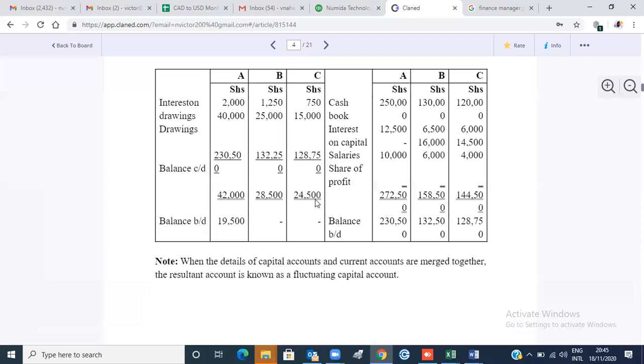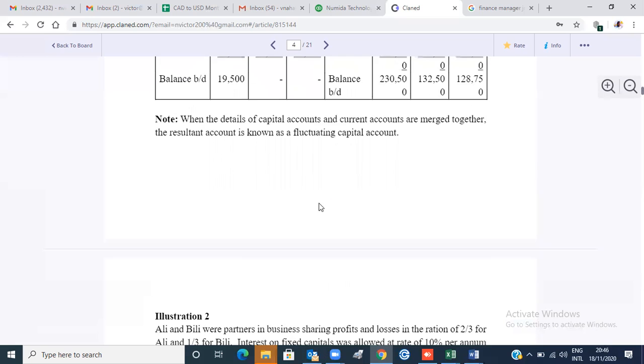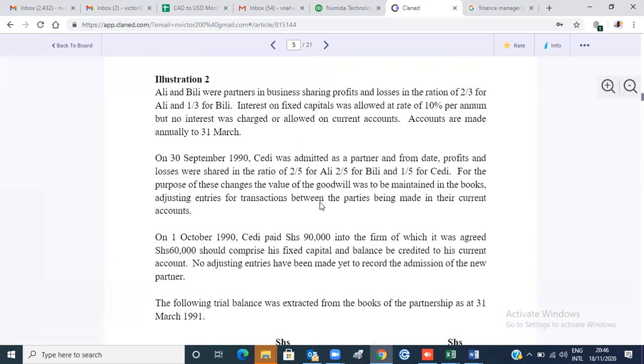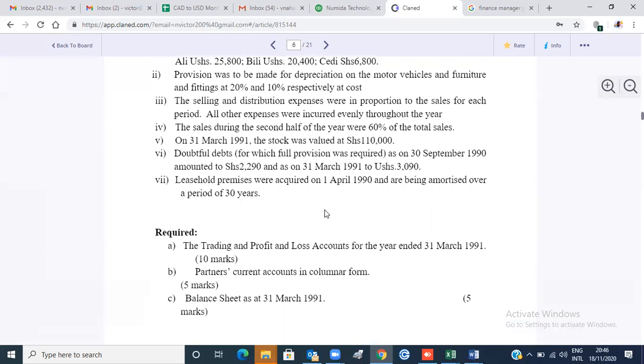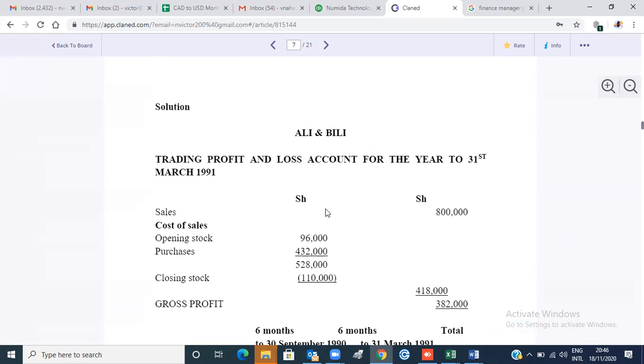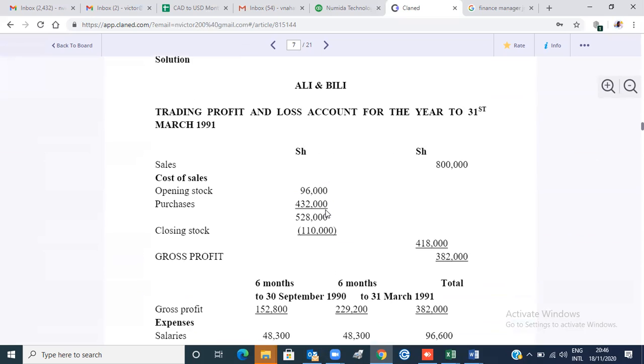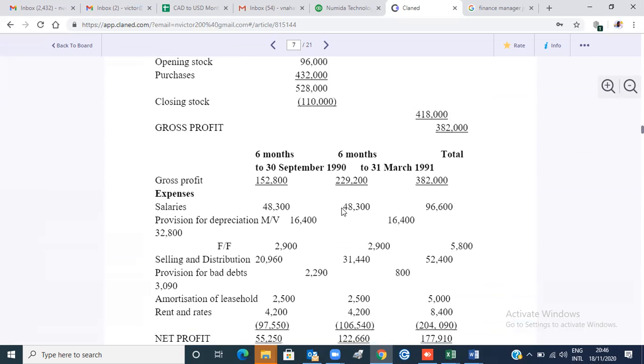Even when you take a look during your free time, you will notice that it is really more or less the same, just that we are bringing the capital to look at the net amount that you remain with at the end of the period. Illustration number 2, we'll do it in class, since it's a bit detailed, but it's really more or less the same thing. We're better off doing it in class.